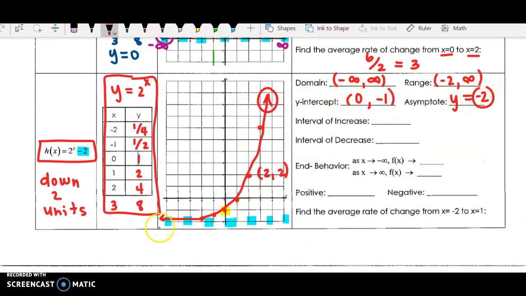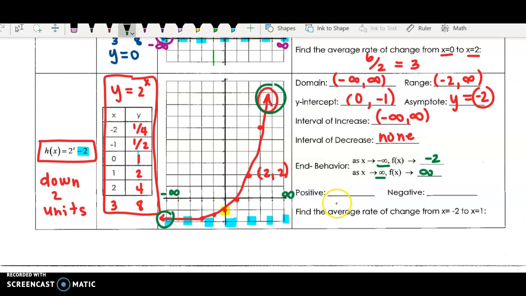The interval of increase: this entire graph is increasing from left to right, so it'll be -infinity to positive infinity, and there is no interval of decrease. Now we'll describe the end behavior. As x approaches -infinity, that's the left-hand side of our graph, the graph approaches the asymptote at -2. As x approaches positive infinity on the right, the y values are going up to positive infinity.